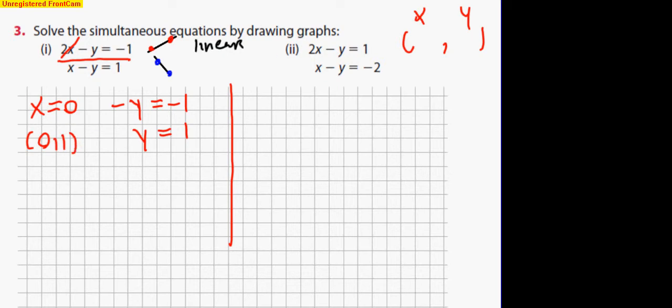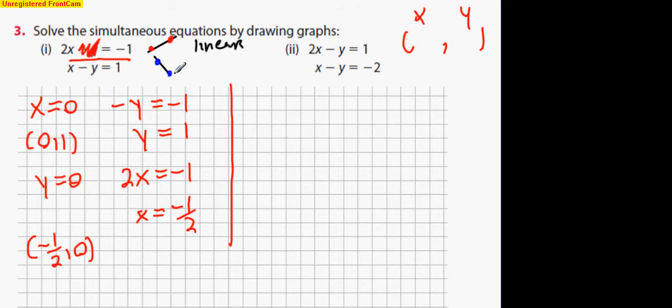Next part is we're going to use y equals 0. So when y equals 0, you blank out the y. And what you're left with is 2x equals minus 1. Therefore, x has to be equal to minus a half. This point here is minus a half, 0.